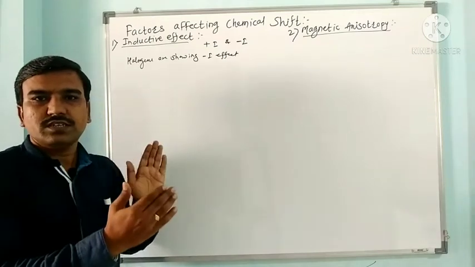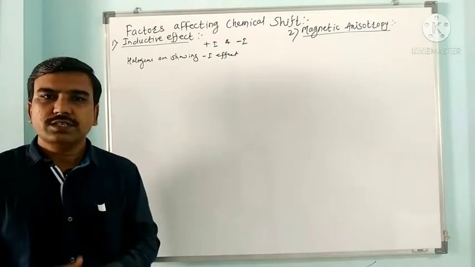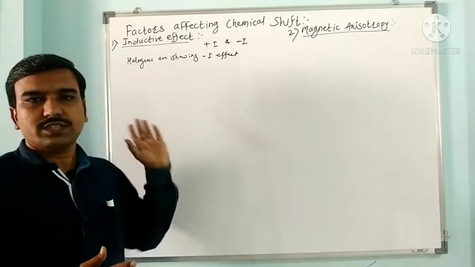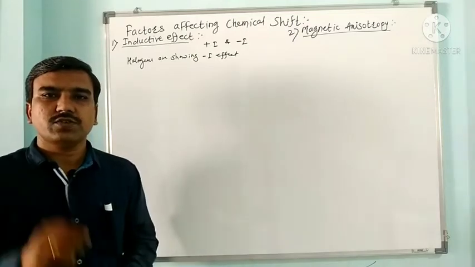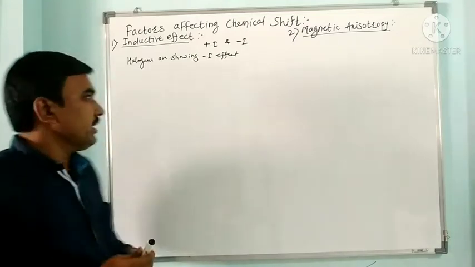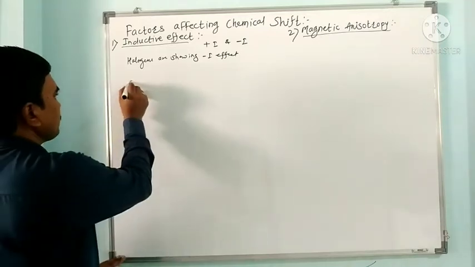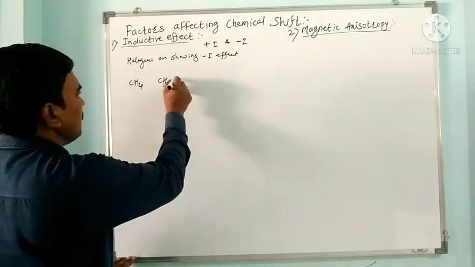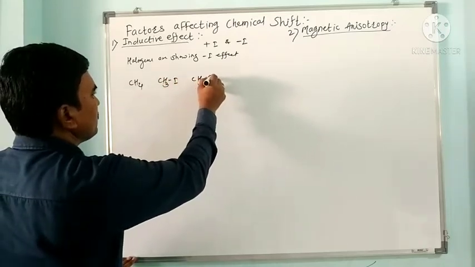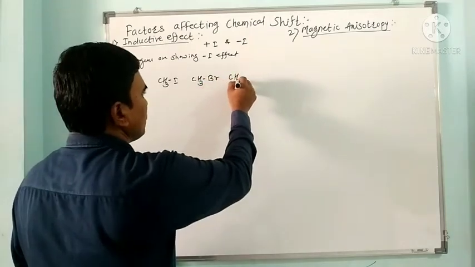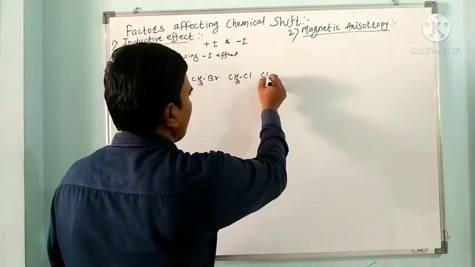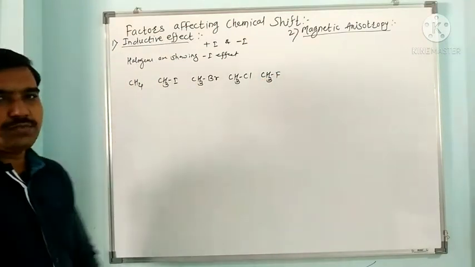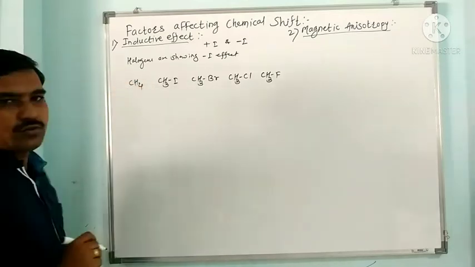So the distance between the signal of that proton and the standard reference will be more in the case of deshielded protons. So the deshielded protons give signal away from the TMS, and this deshielding also depends on the electronegativity of the halogen atom. If we see the example of CH4, CH3I, CH3Br, CH3Cl and CH3F.